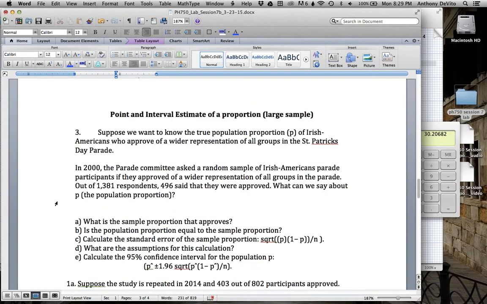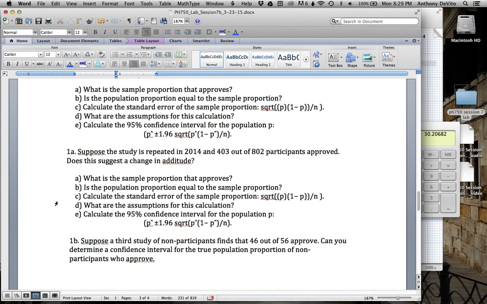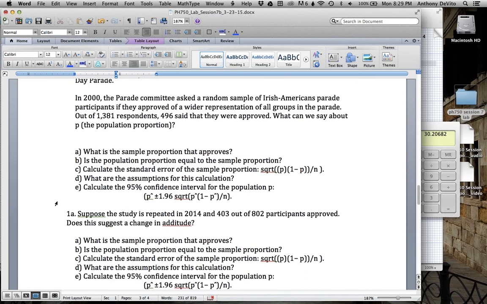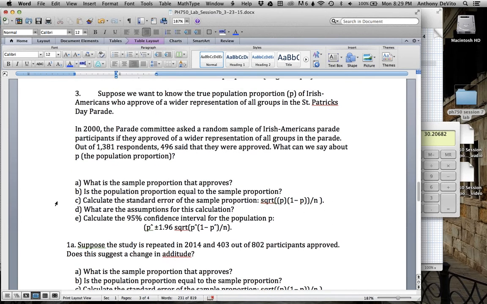Okay, so now let's try another. How much time we got? Let's try another couple of examples. Let's, for the hell of it, just do a population.